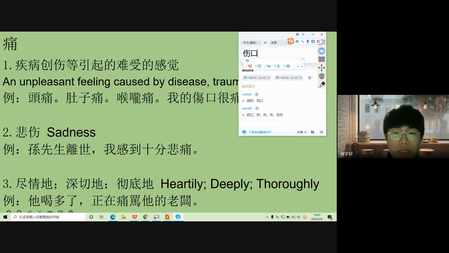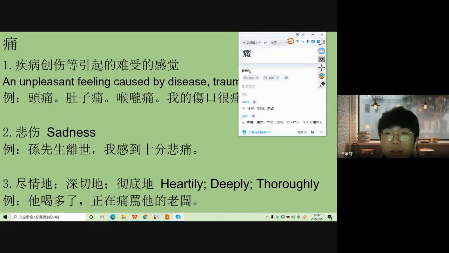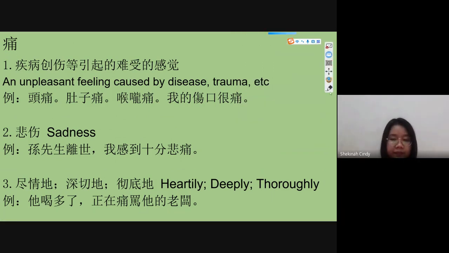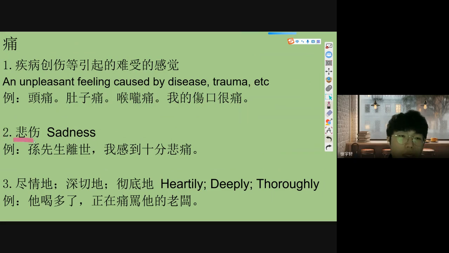It just means you are suffering some pain. The second meaning is 悲伤, which is sadness or grief. For example, 孙先生离世，我感到十分悲痛。Mr. Sun is gone, and I feel very sad. Is it good to understand? The second meaning of 痛 here is 悲伤, sadness. The third meaning of 痛 is 尽情的、深切的、彻底的, which is heartily, deeply, and thoroughly.